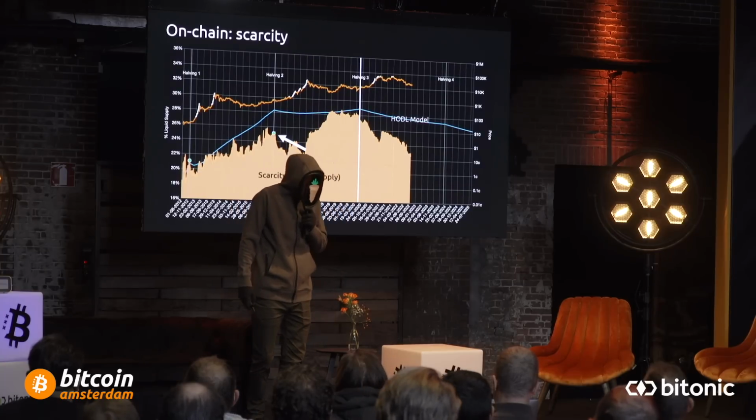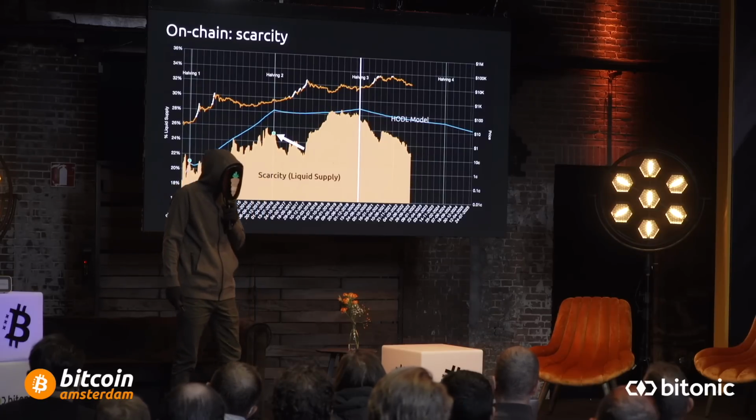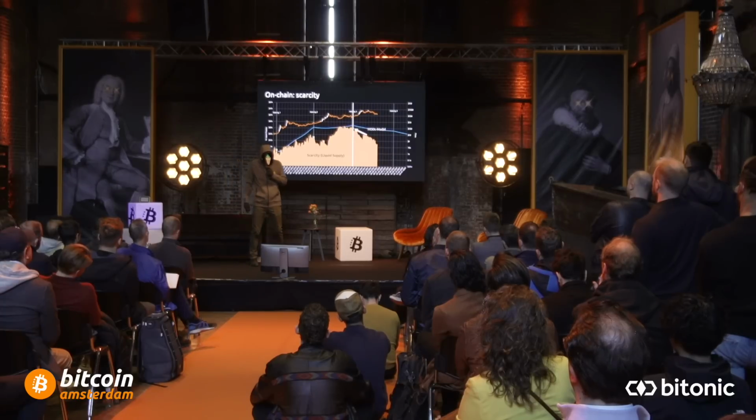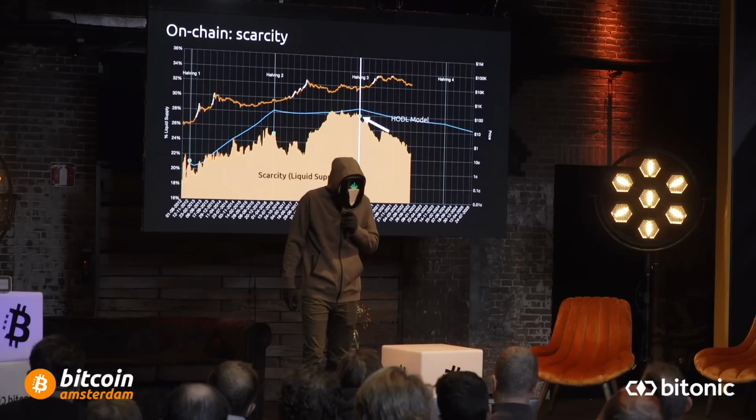Now, at the second halving, we had around 25% of the supply being liquid. And we did a 20x or so. Now, in the third halving, we had 28% of the supply being liquid, available for trade. And so that was the highest amount that we ever had. We still had a reasonable bull market, but it was a little disappointing. Now, that kind of makes sense, right? We had to start out from an abundant Bitcoin. But since then, we have been going down quite a lot.